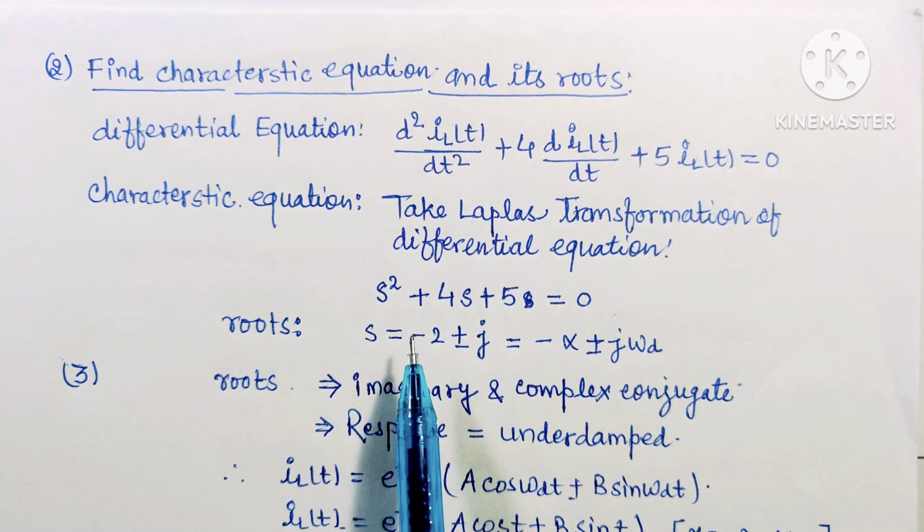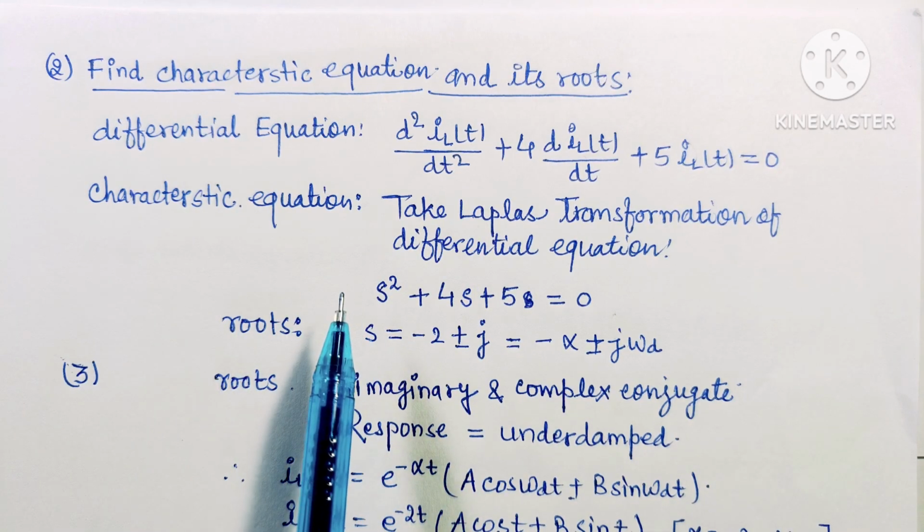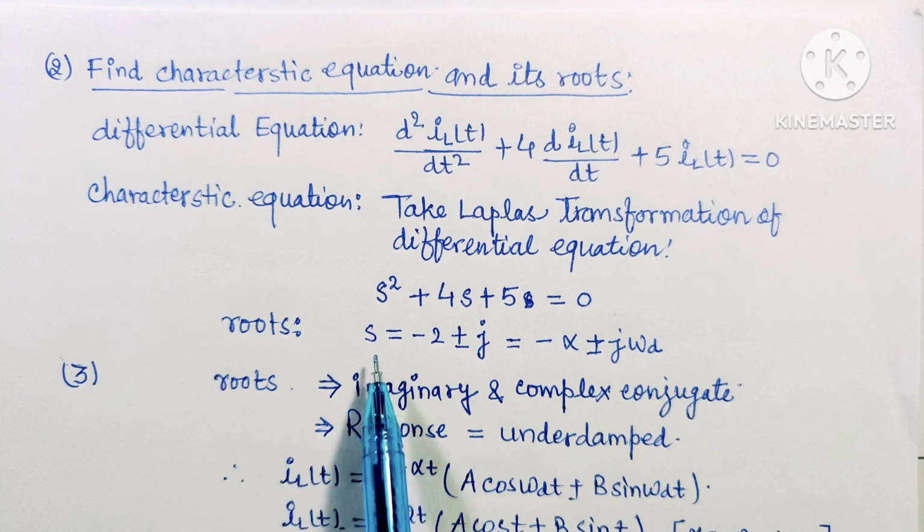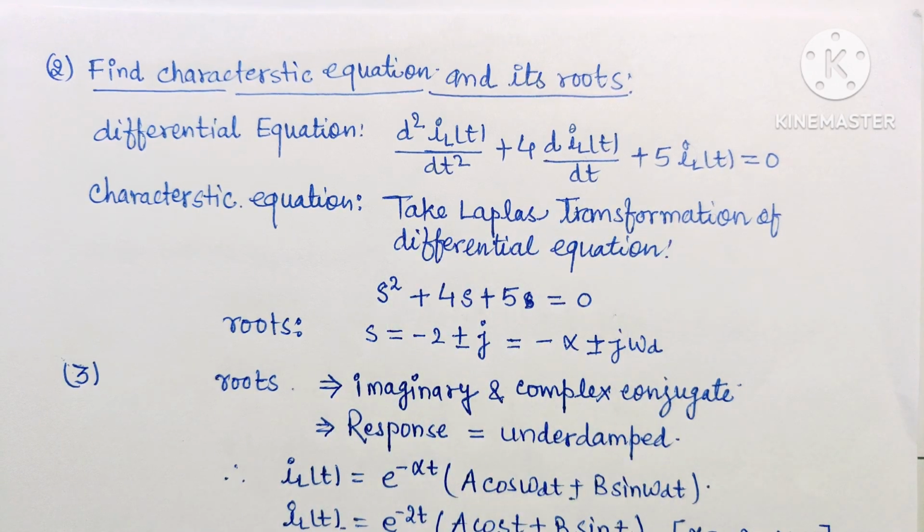So how can we calculate this characteristic equation? By taking the Laplace transform of this differential equation. If we calculate the roots of this equation, then s is equal to minus 2 plus minus j. Here we can see this is a complex root, and if we compare it with the standard form of the root, it will be equal to minus alpha plus minus j omega d.